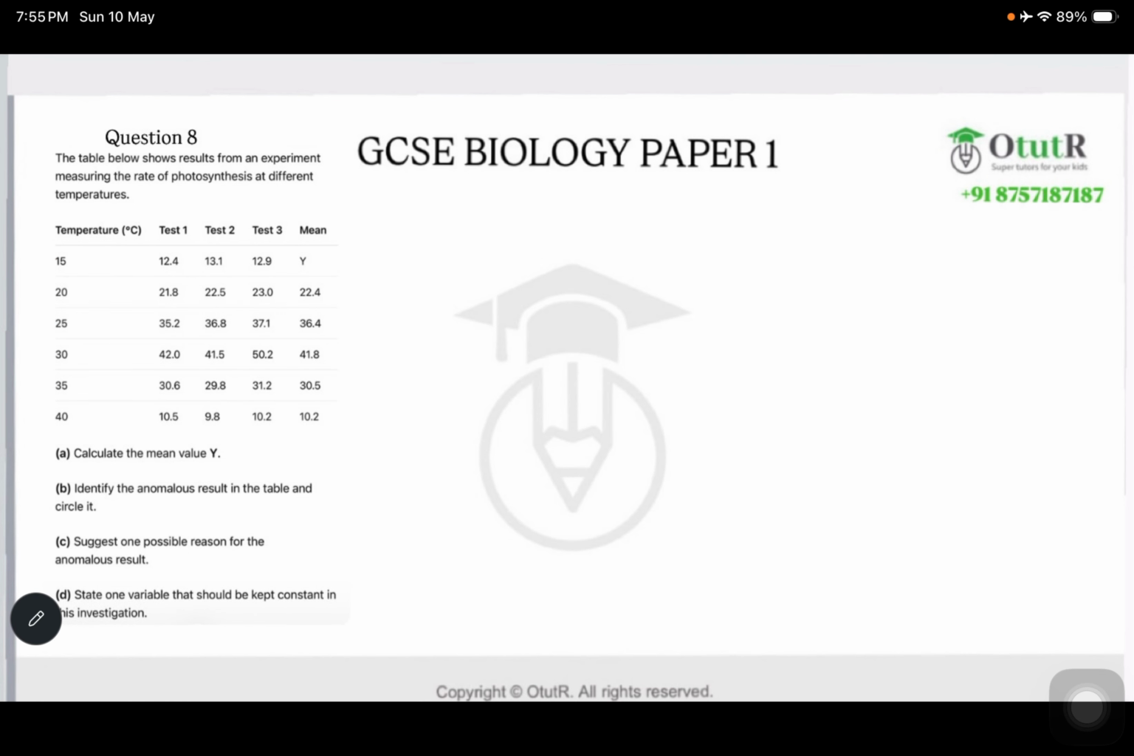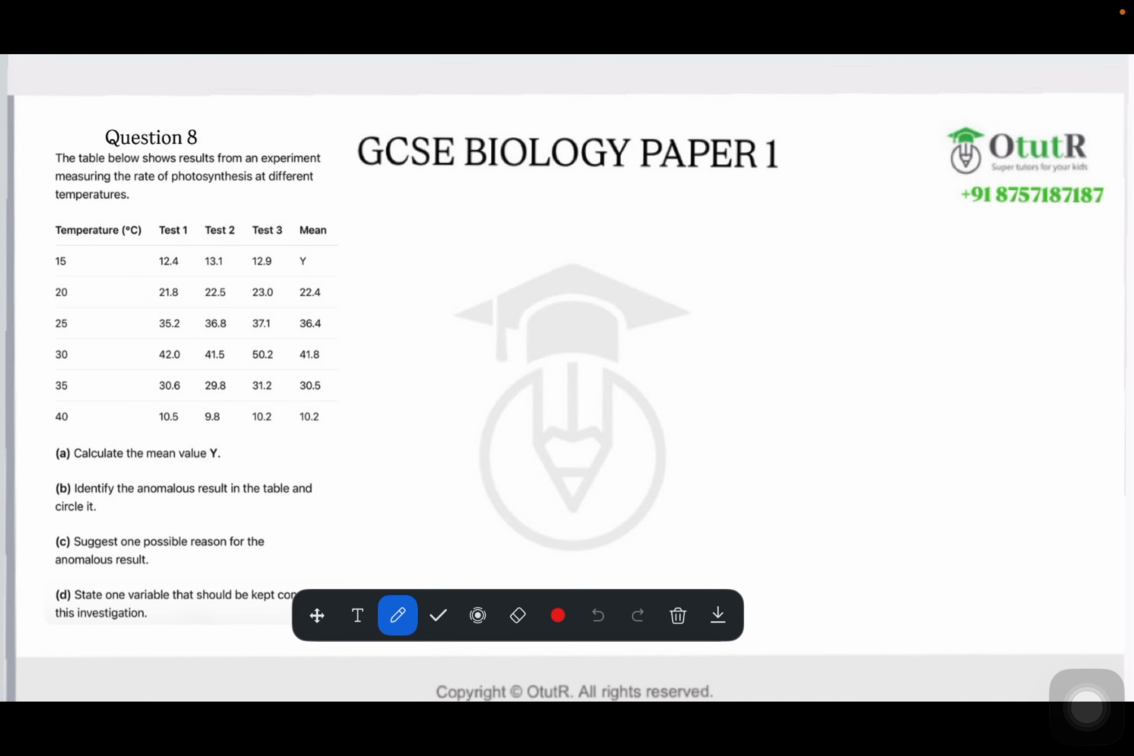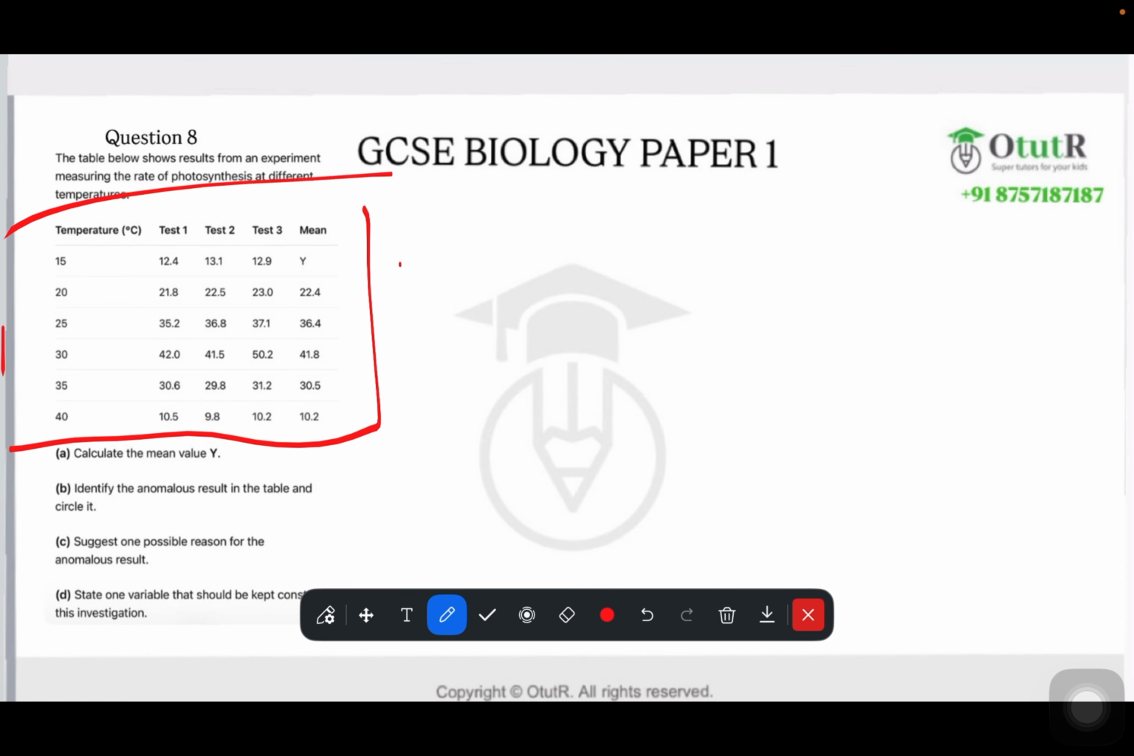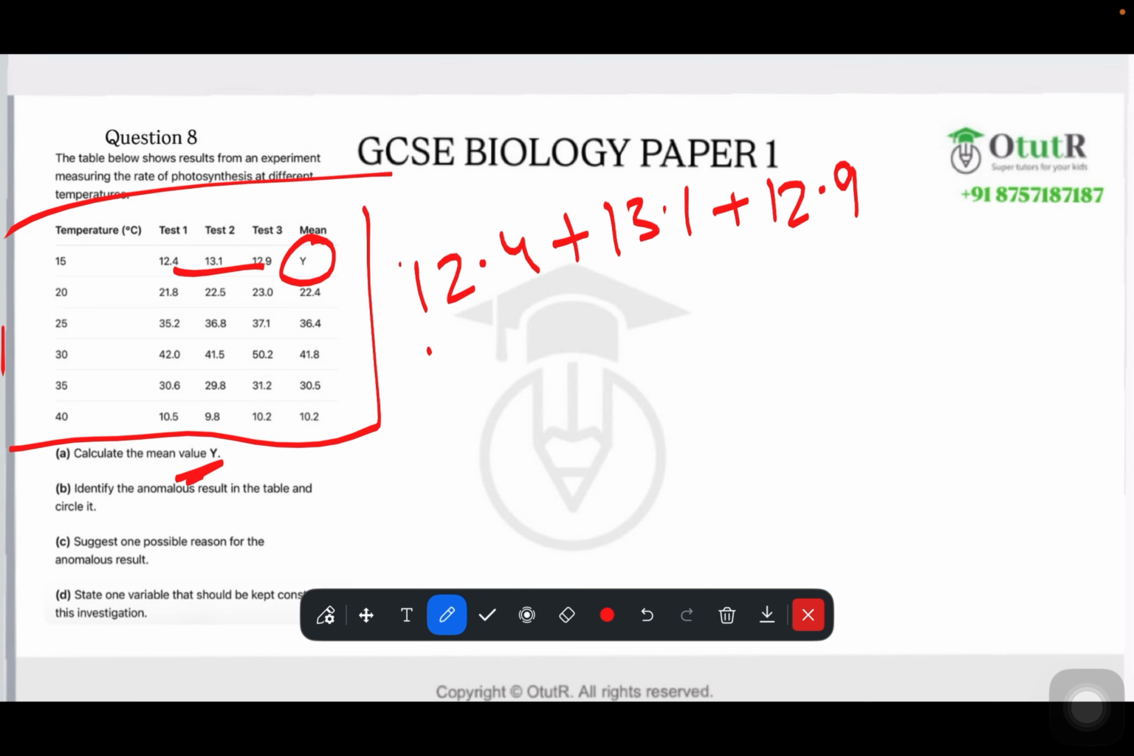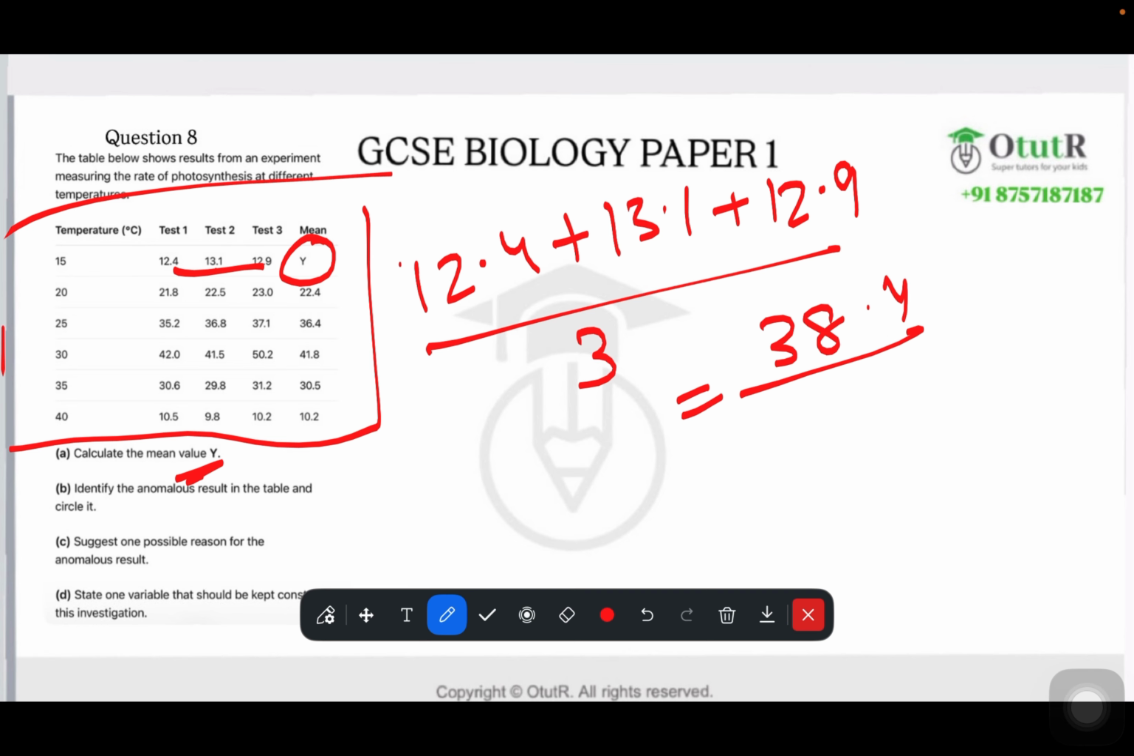Question number 8 has a table which shows the results from an experiment measuring the rate of photosynthesis at different temperatures. Question A, calculate the mean value of Y. Over here, the value Y. How will we calculate the mean? We'll sum these up. 12.4 plus 13.1 plus 12.9, sum of the observations divided by the number of observations, 3. So if you add it up, you'll get 38.4 divided by 3, which is 12.8.